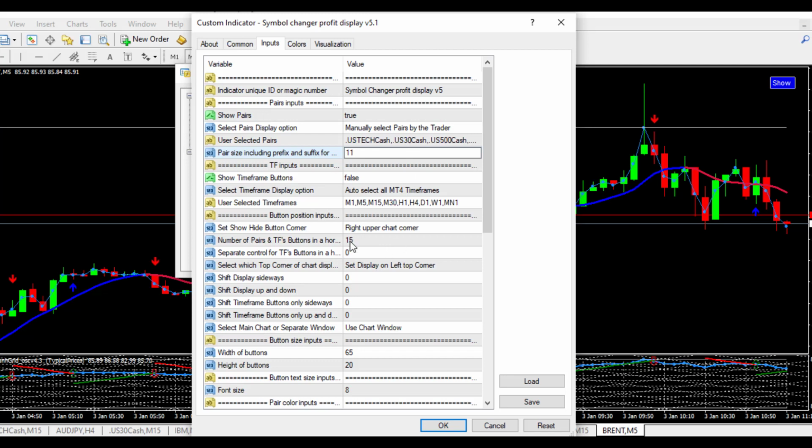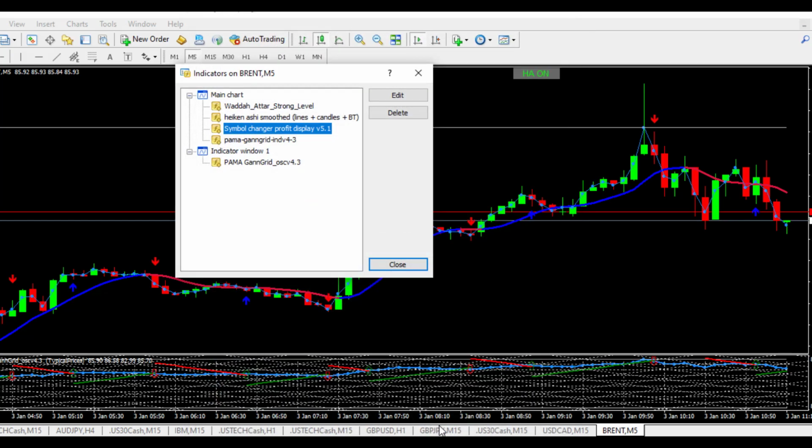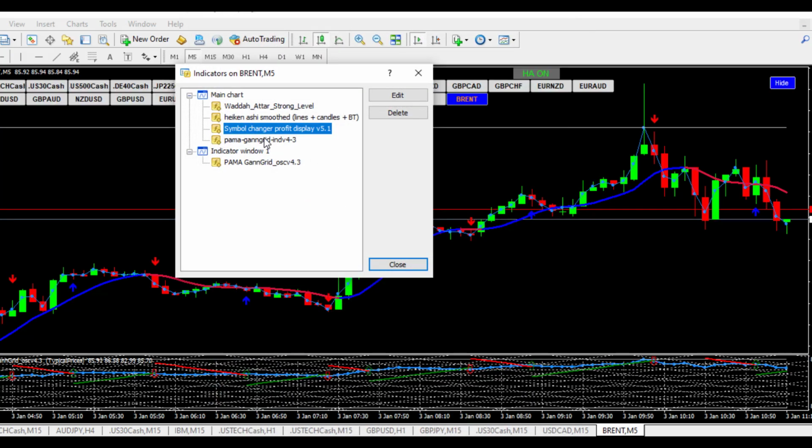And the 15 you see here is to set the number of pairs on top. If it is 2 on the column, you can set it to 2 or 3, but I like 15 so that it won't cover part of my chart, so I'll be able to see what is going on clearly. And once you are done, just click OK. That's why you see 15 in the first line, and this is not up to 15 because I did not select up to 30 pairs.